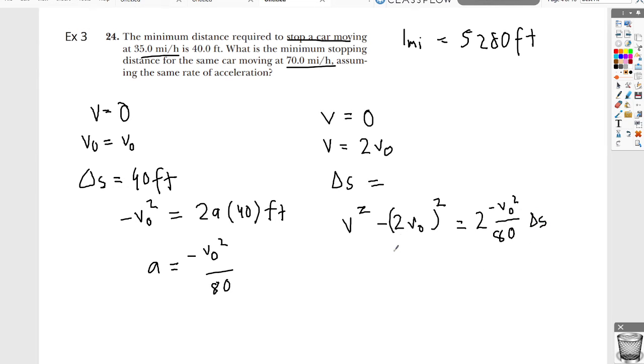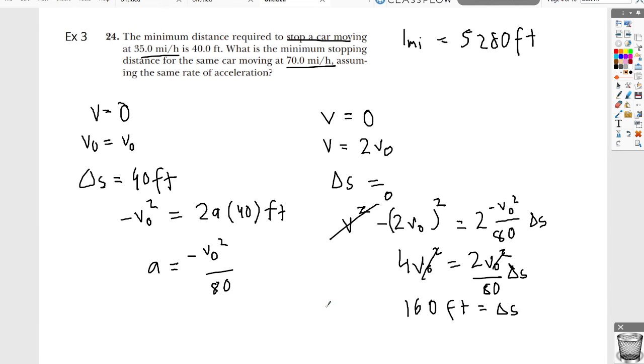times delta s. So v squared is 0. That's sometimes what I'll do. I'll just cross it and then I'll put 0 on top because we know it's 0. The negatives will cancel. So what we'll get is 4v naught squared is equal to 2v naught squared over 80 times delta s. V naught squared can cancel. 2 over 80 is 1 over 40. But we can multiply by 80 over 2 on both sides. We'll get 160 equals delta s. And obviously it's feet. So that is our right answer.